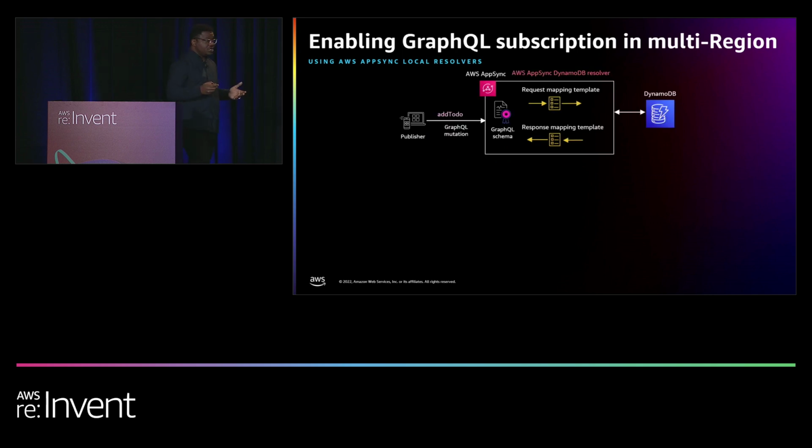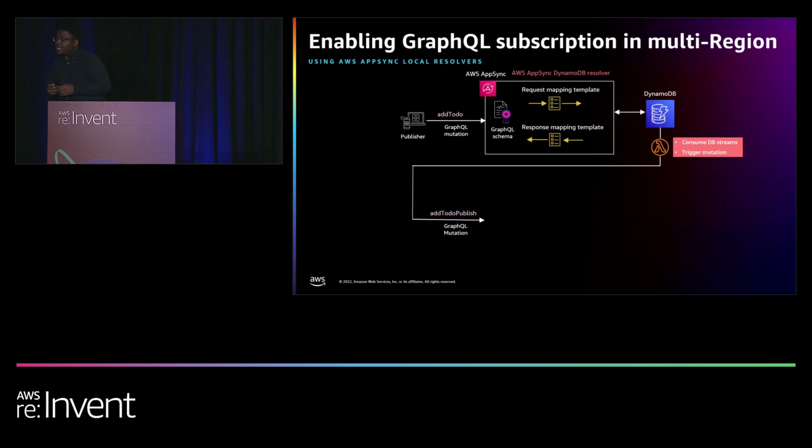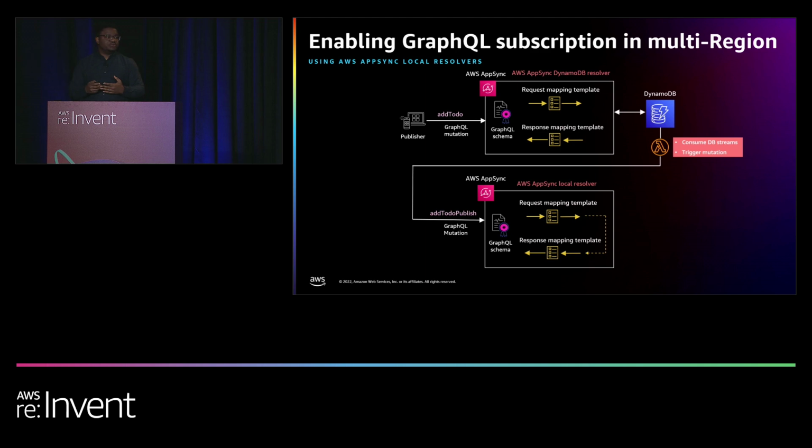So you have your mutation, as we saw before, add to do, that is using the DynamoDB resolvers to store the data in DynamoDB. That will generate a DynamoDB stream. DynamoDB streams are basically an ordered flow of information about changes in your DynamoDB table. You can configure this to trigger a Lambda function to initiate another mutation, which we'll call the add to do publish mutation. This is a second mutation, different from the add to do mutation, but it basically carries the to do that have been created from the DynamoDB stream.